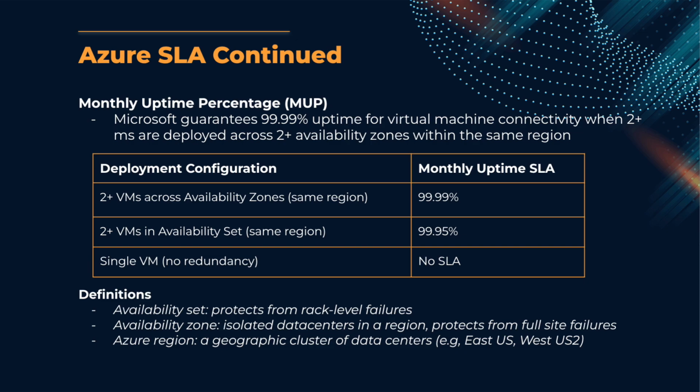Definitions like availability set, zone, and region are listed below, but the key point is that Azure's highest SLA depends on cross-zone redundancy, and no SLA applies to standalone VMs. So compared to AWS and GCP, Azure is unique in being more strict. You only get their top-tier uptime if you explicitly architect for high availability.